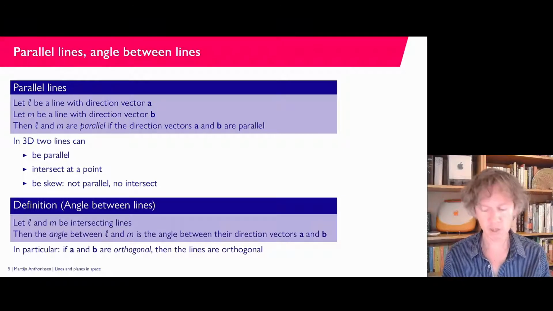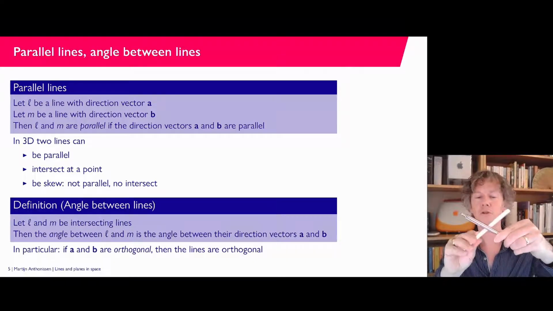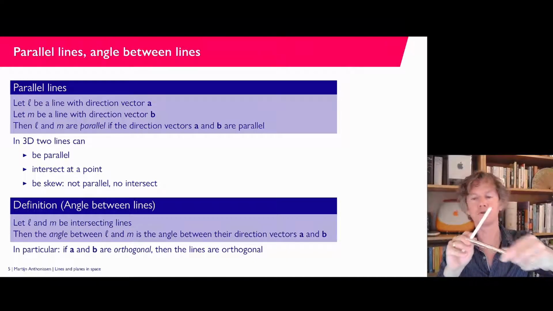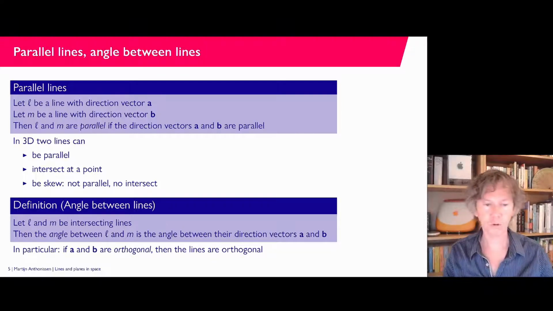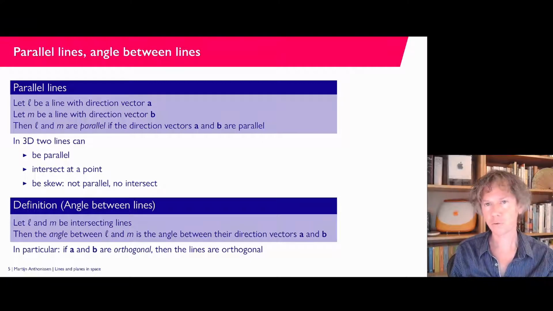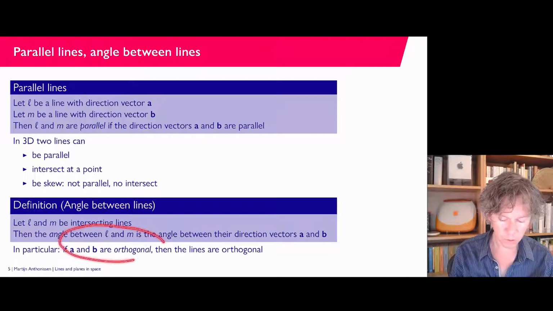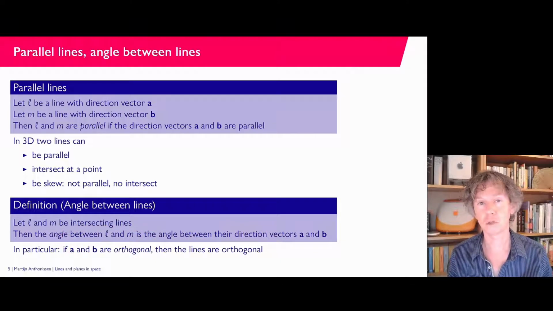Now, if you have intersecting lines, lines that extend in every direction and cross each other, then you can talk about the angle between them. Again, for the angle between the lines, simply take their direction vectors. You compute the angle between the direction vectors, and that gives you the angle between the lines. In particular, if the direction vectors are orthogonal, we call the lines orthogonal. That means that they make a 90-degree angle.